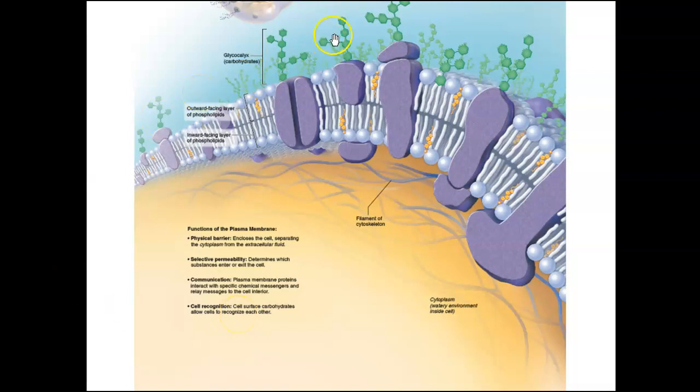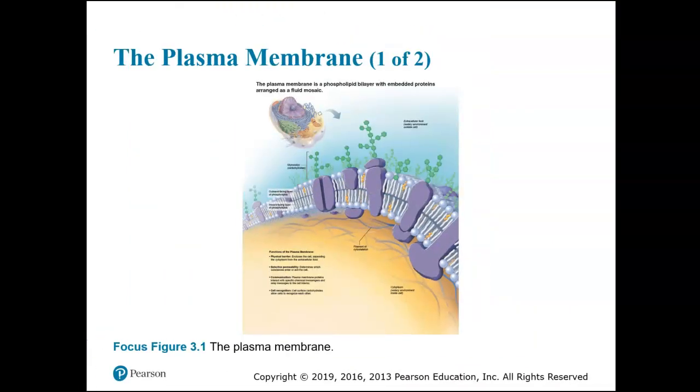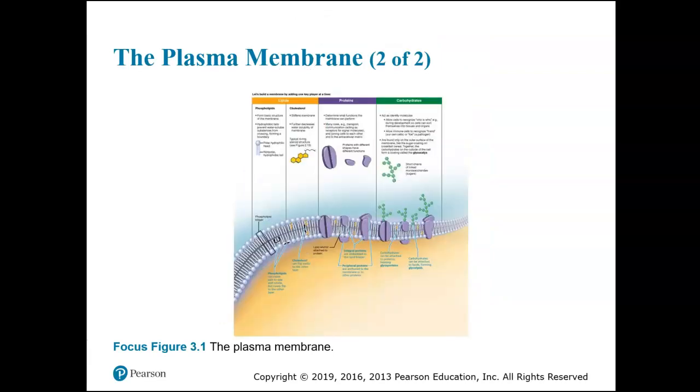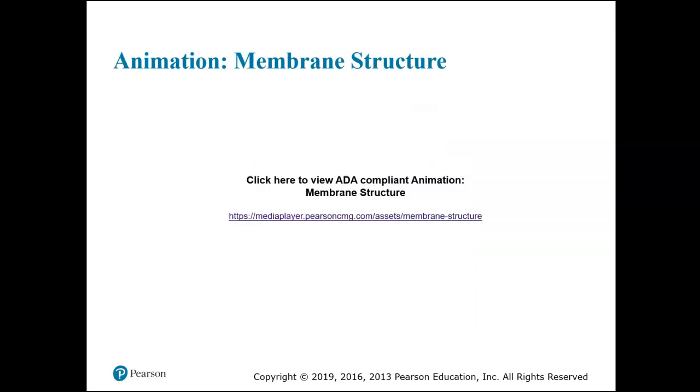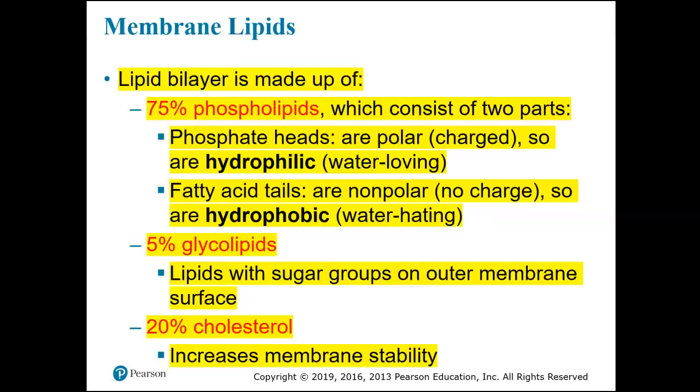The different types of glycoproteins and glycolipids on the surface will identify this cell as one of your regular body cells or self cells, or it will identify it as something foreign that your immune system needs to attack. And this page really goes over everything I just said, so you can look at that on your own. And the animation on membrane structure, I encourage you to watch this, is slide 14. Slide 14 of set 3A.